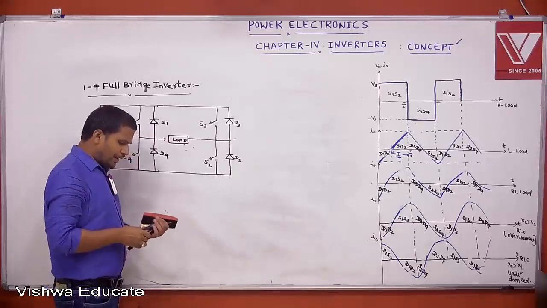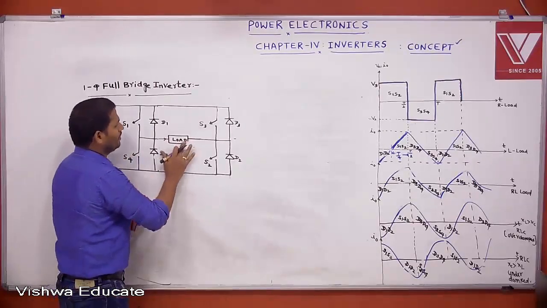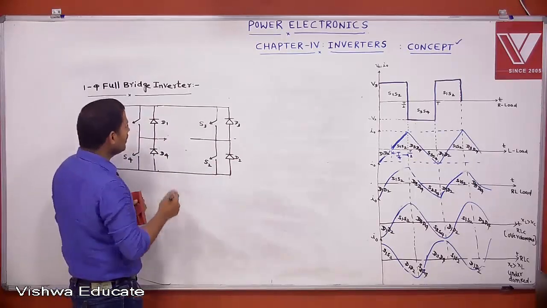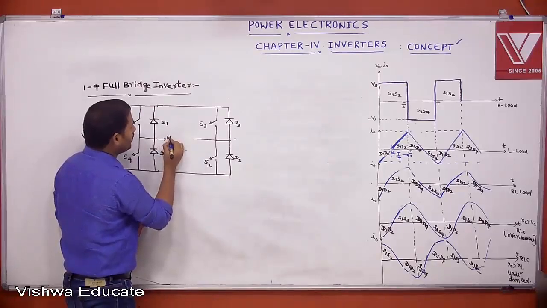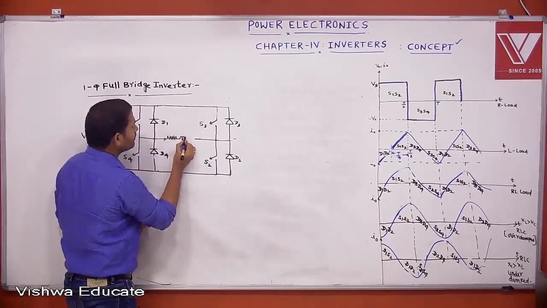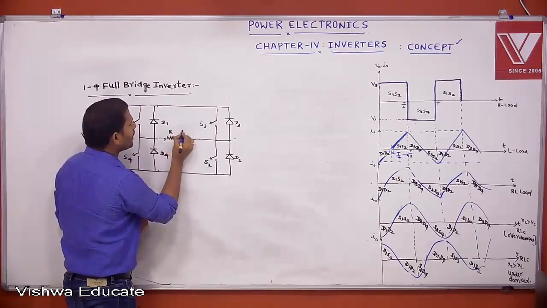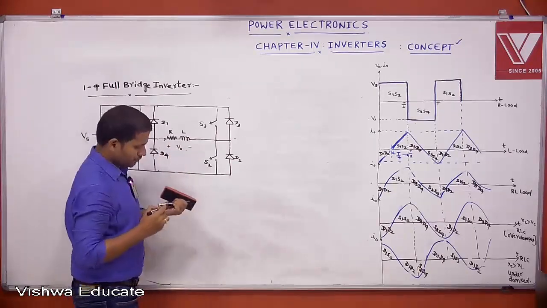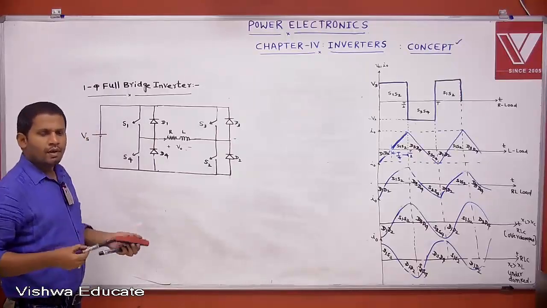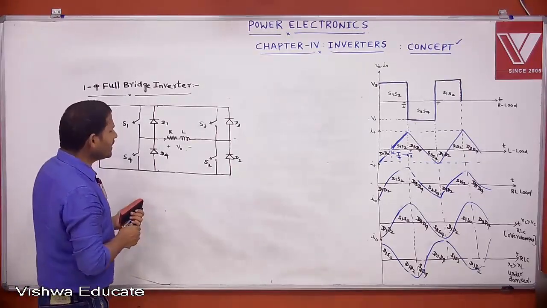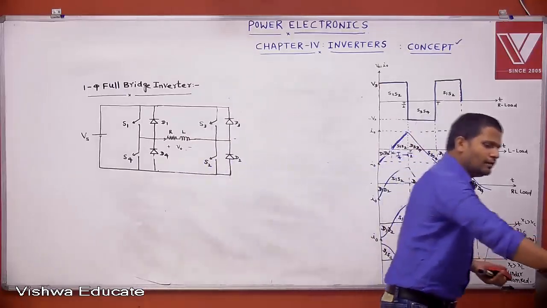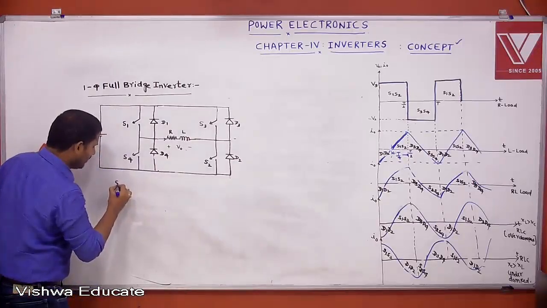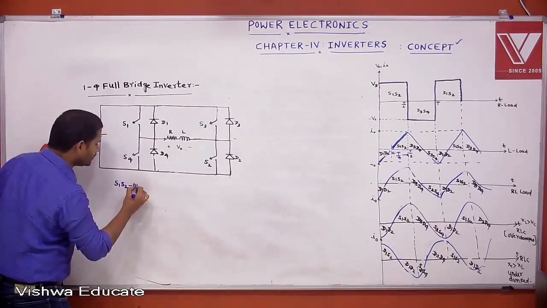We are operating this circuit for an RL load. If it is a purely resistive load, there is no function for any diode. Feedback diodes cannot function. For that reason, I am explaining one example using an RL load. Let it be an RL load. This is positive, negative, V0. Let us assume that initially I turn on S1, S2. Let us assume that initially I trigger S1, S2. If S1, S2 is on, what happens?